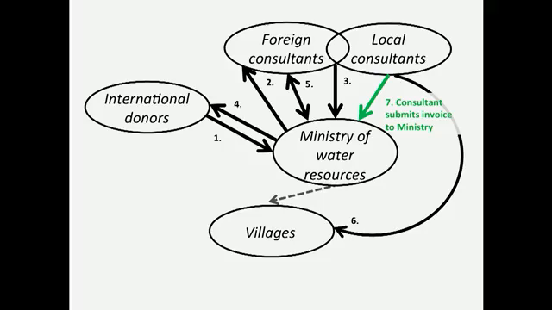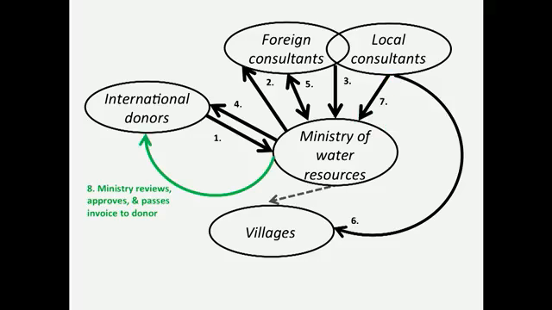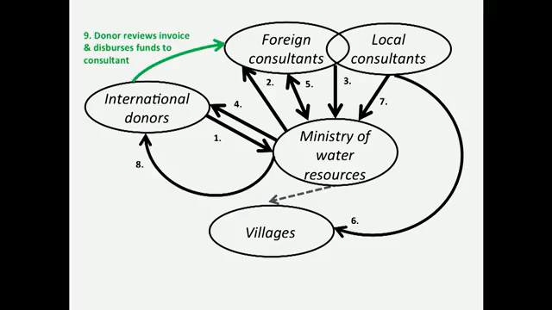for approval. The consultants may pay a bribe to the ministry to accept an inflated invoice or an invoice that includes substandard materials. In Step 8, the ministry reviews, approves, and passes the invoice on to the donor for payment. And in Step 9, the donor reviews the invoice and disperses funds to the foreign consultant. Here, a representative of the donor may solicit favors from the consultant to expedite payment.